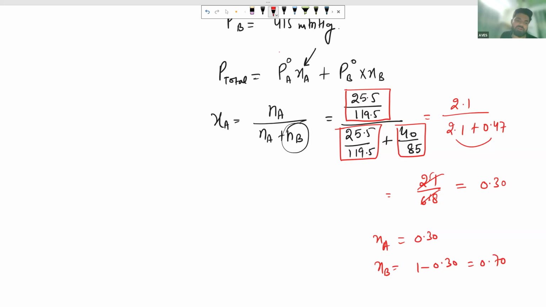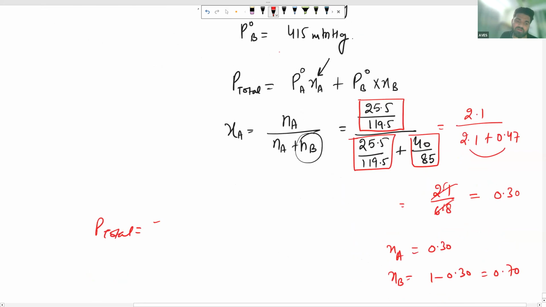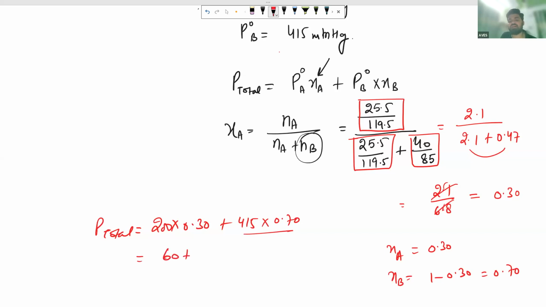Now it is asking for the P total. So P total would be equal to P naught A, which is given to you as 200, into 0.30, plus 415 into XB. Mole fraction of B is 0.70. So you will get 60 here and 290.5 here. When you add these two, you will get 350.5 approx. So this is the P total.